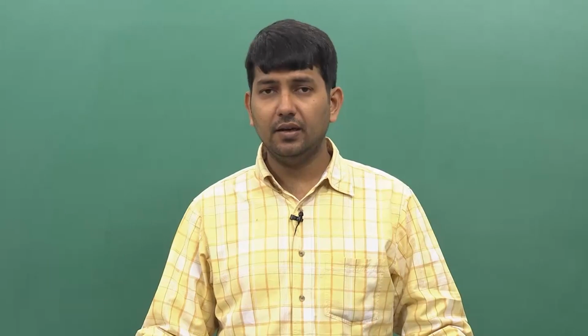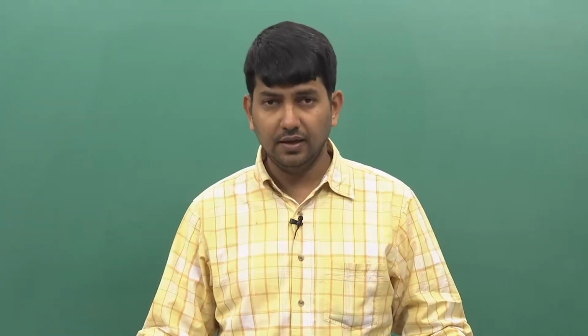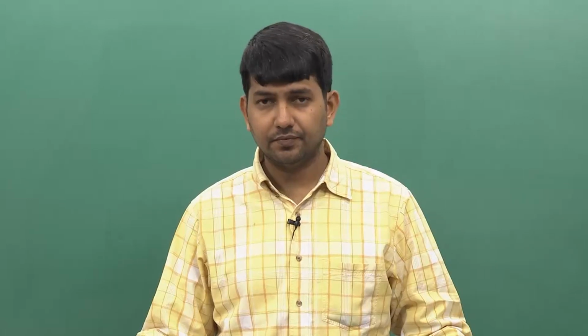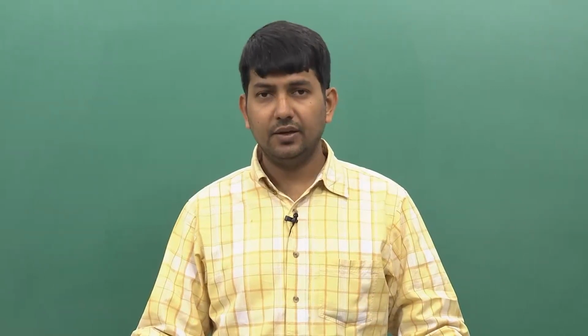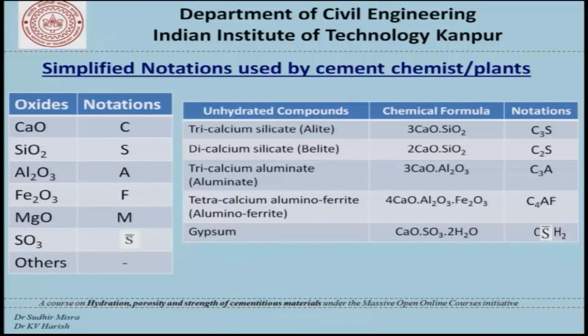There are 4 main compounds in Portland cement, namely tricalcium silicate, and many times tricalcium silicate is also called as alite. Second one is dicalcium silicate, many times it is also referred as belite. Third one is tricalcium aluminate, many times generally referred as aluminate. The fourth one is tetracalcium aluminoferrite, many times referred as aluminoferrite. In addition to the 4 compounds, we also have gypsum. The role of gypsum and other things will be explained at a later stage.